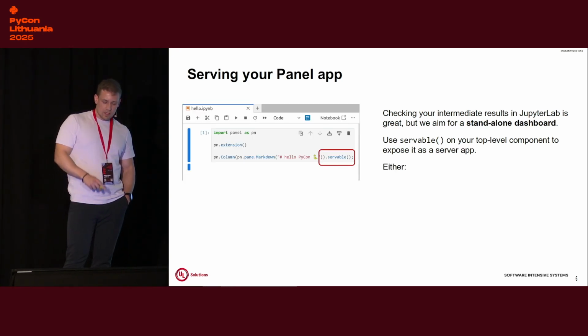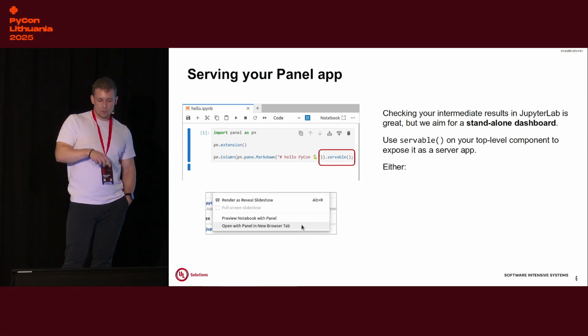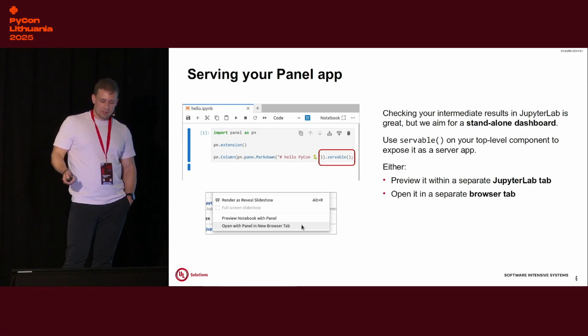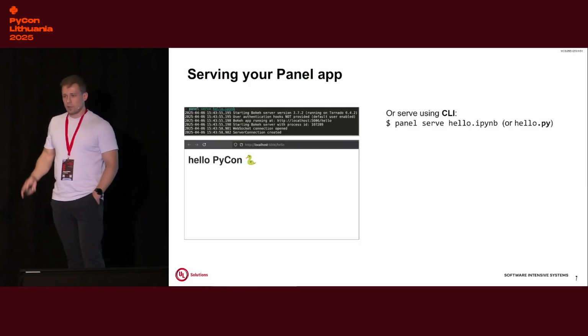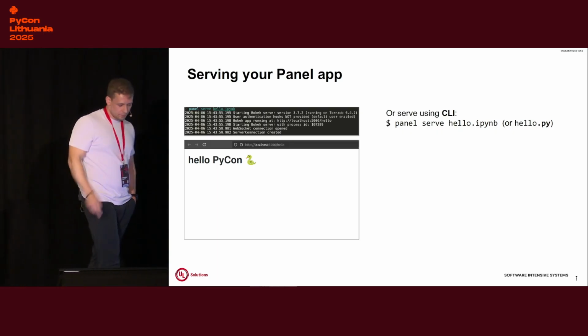And you can either then use the preview within the Jupyter Notebook or JupyterLab, or you can also preview it in a specific, dedicated browser tab. But that's still a preview feature. And if you really want to serve your app, you have to use a command line, obviously, right? So you can call panel serve with either a notebook or a Python file, right?